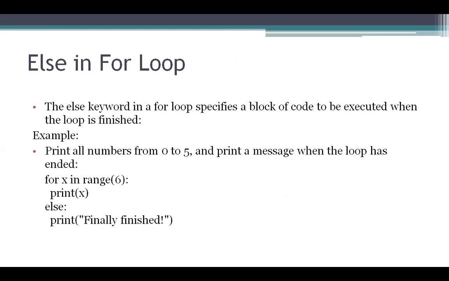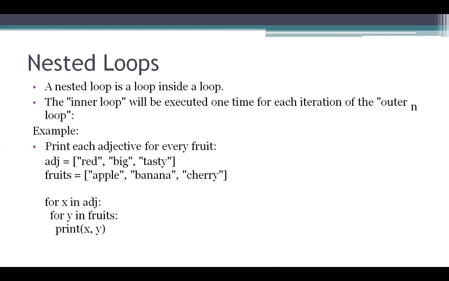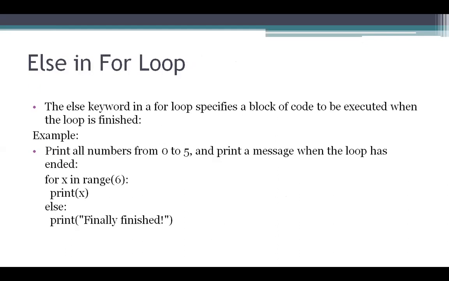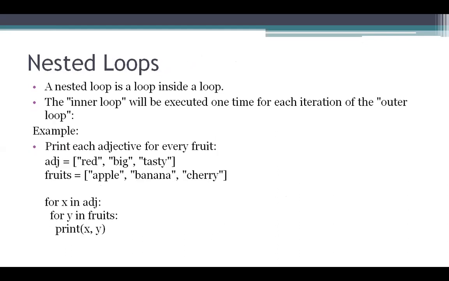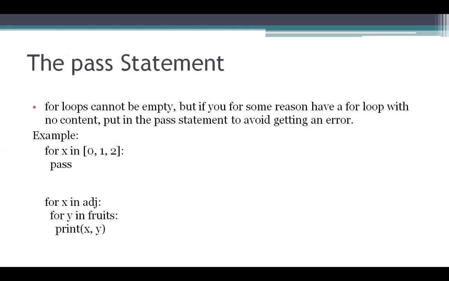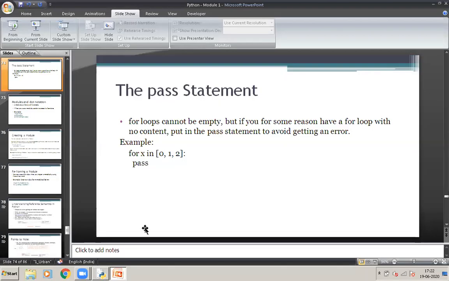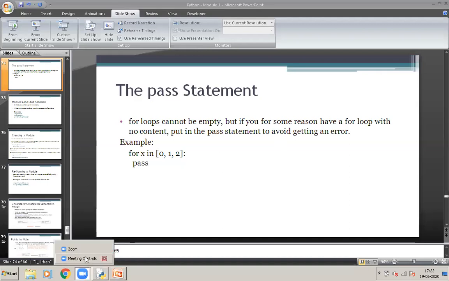And if we want to print something after the for loop, we can provide it with the help of else. Nested for loops, a loop in a loop, that also we have seen an example of. Then the pass statement. So this is about the for loop. We will do some more.